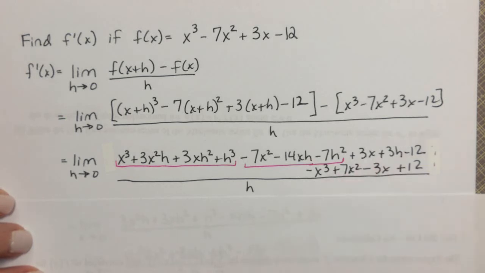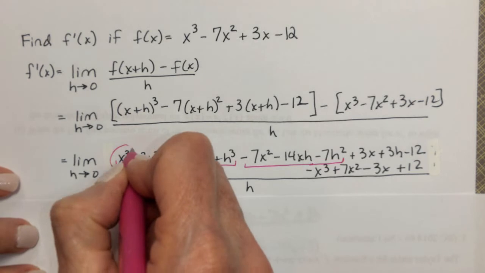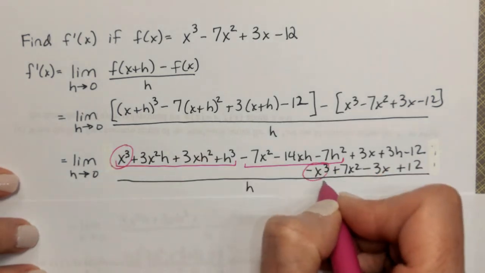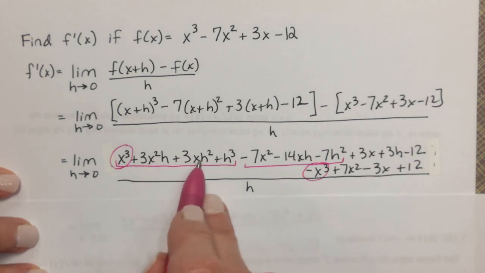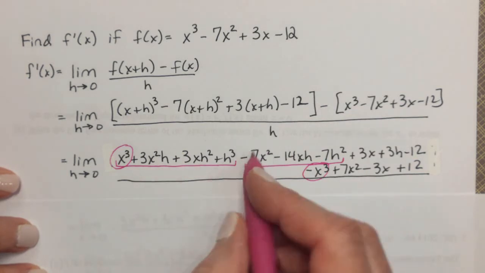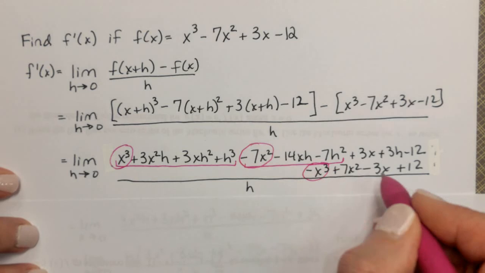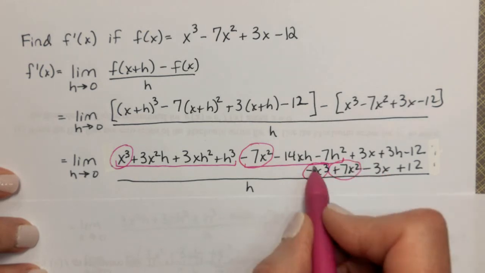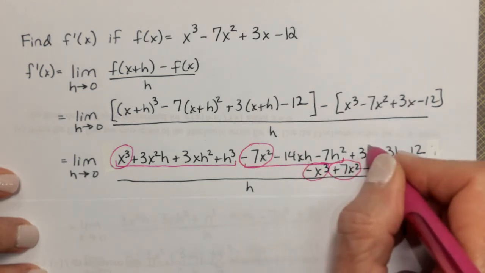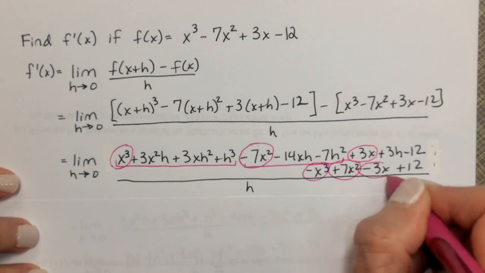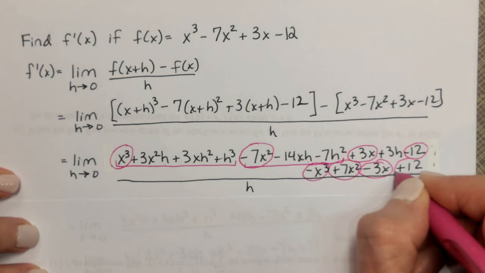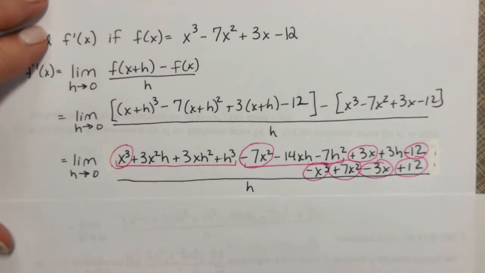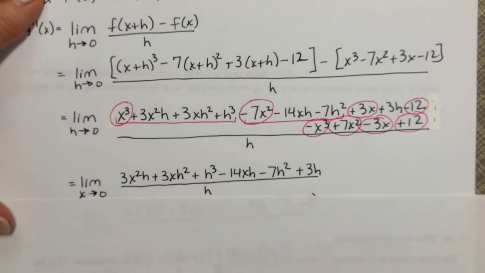Okay, when I combine all of my terms, things should cancel, right? This x cubed cancels with this x cubed. Anything without an h should cancel. When you see an h, it shouldn't cancel with anything. Here's a negative 7x squared, positive 7x squared. H, positive 3x, negative 3x. H, and then here's a negative 12 and a positive 12. They should cancel. So I'm left with this.